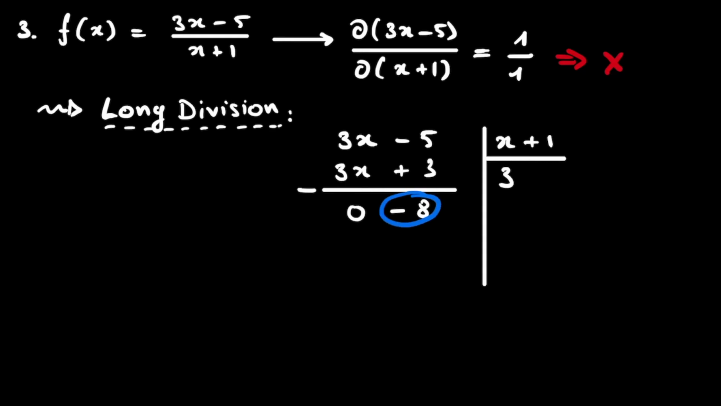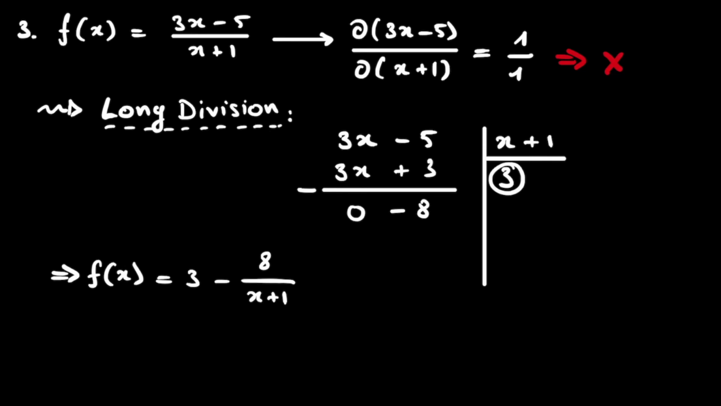And since this minus 8 has a lower power of x than this x right here, this is the end of the long division. And what we conclude is that we can write f of x simply as 3 minus 8 divided by (x plus 1). Simply our result of the long division minus our remainder term. And the next step in our procedure is of course to take the limit of x going to plus or minus infinity. In this case, we take the limit of 3 minus 8 divided by (x plus 1).